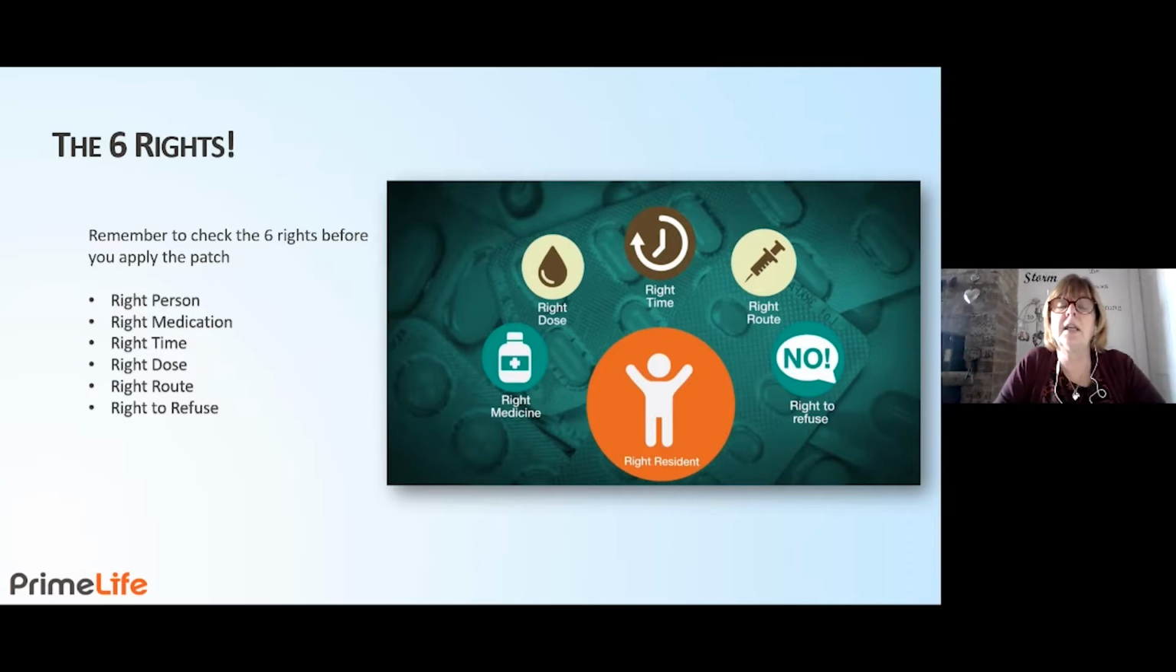One critical thing in the six rights that we need to pick up today is whether it is the right time, because patches are often given every 72 hours, or once weekly, or every other day. There's a variety of times, so it's really important that we read the patient information leaflet, we read the doctor's instructions, and we thoroughly understand that it's the right time for that resident's patch to be applied.